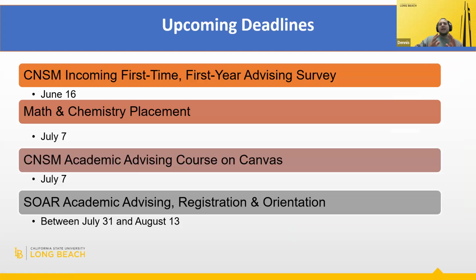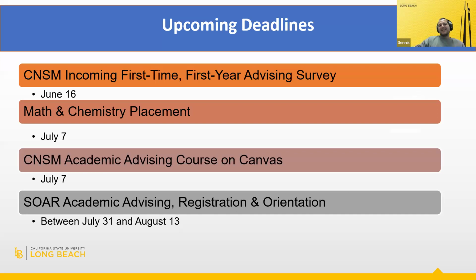Next. To start off with the upcoming deadlines, there are quite a few, but these are about 4 of the most important ones that we think are relatable for this particular webinar. The first one is the CNSM incoming first year advising survey, which is June 16th. The next one is the math and chemistry placement, which is July 7th, as well as the CNSM Academic Advising course, which is available through our Canvas website. That will also be July 7th.